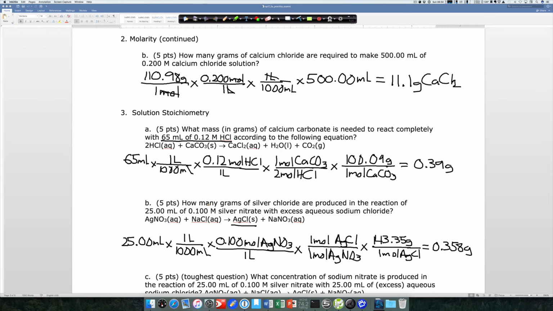Okay, so in this reaction, 25 milliliters of 0.1 molar silver nitrate with excess sodium chloride is going to produce, on paper, we predict 0.358 grams of the product, which is a solid product, silver chloride. Okay, so that is it for this question. That is another example of solution stoichiometry.